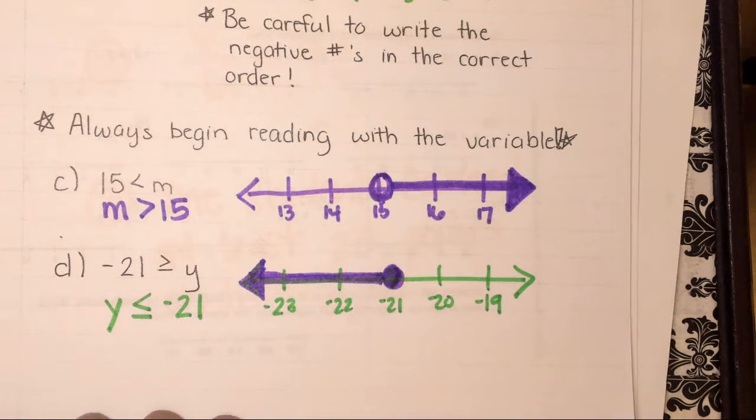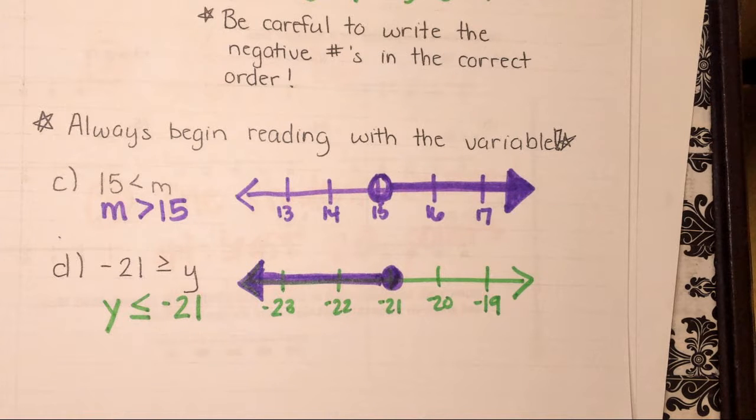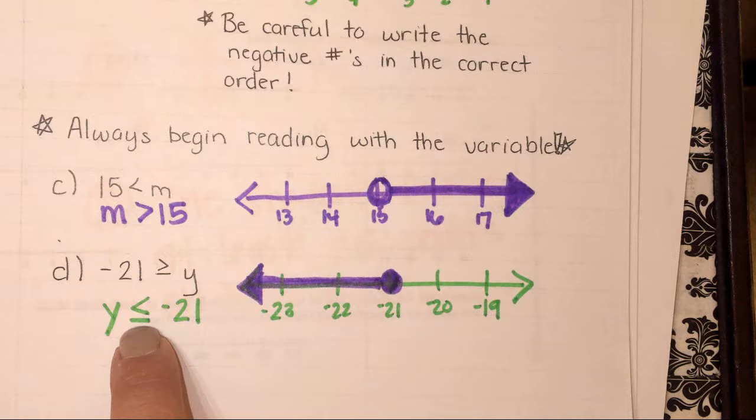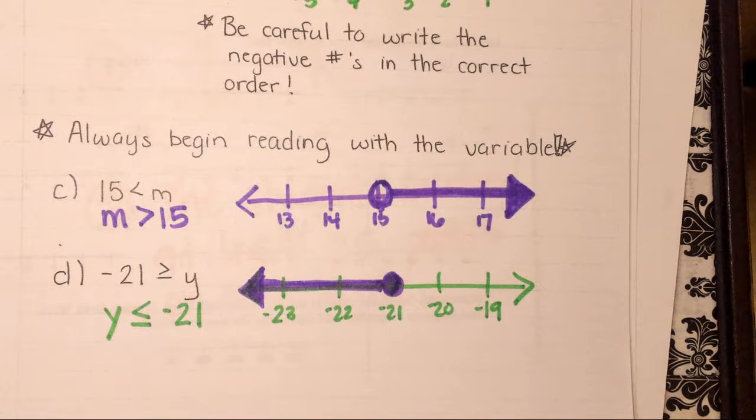What if you did more numbers? That's fine. You determine if the circle is closed or open. So everything's because of the sign, right? Everything's because of the sign. The sign will tell you if it's open or closed. If you have the equal to line under it, it will be closed. If you don't, it's open. And then, yes, you shade left or right based on that sign.